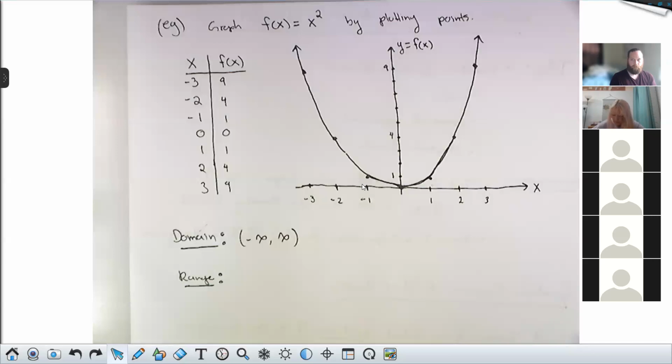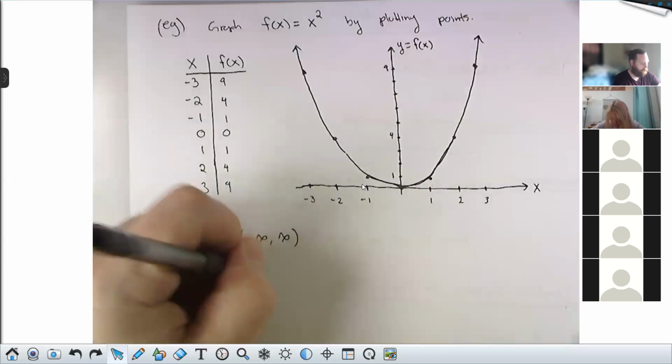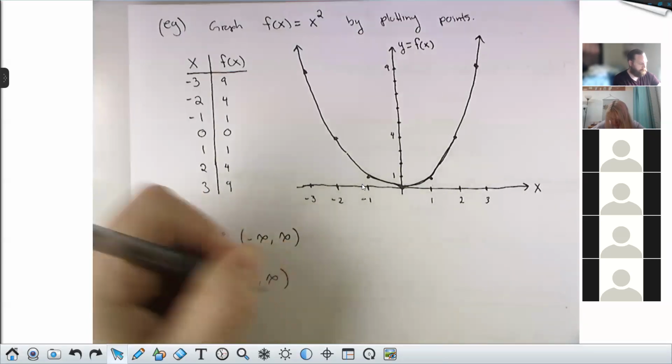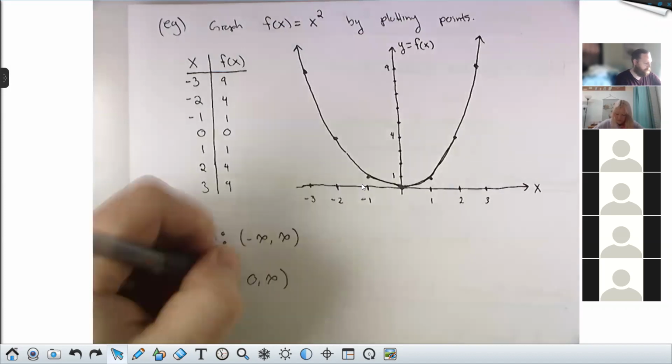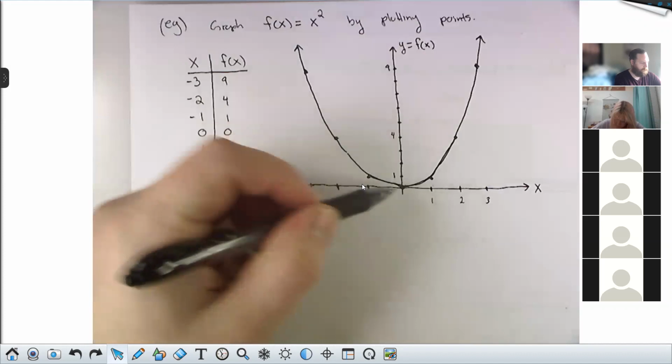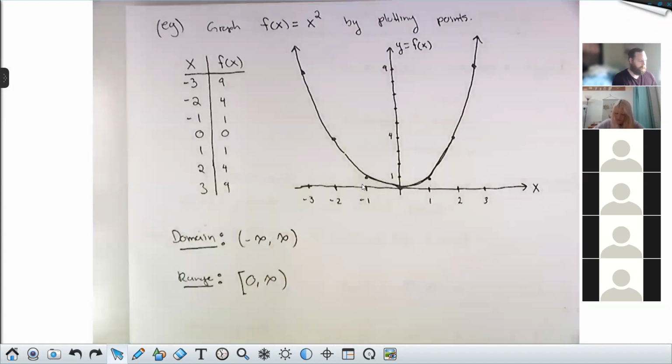Just 0, infinity. Yeah, good. 0 to infinity. And of course, the infinity always gets a parentheses. What about the 0 here? Is there a point on the graph whose y value is 0? It's a bracket. Yeah, very good. It's a bracket because there is indeed a point on the graph whose y value is 0. This one right here.